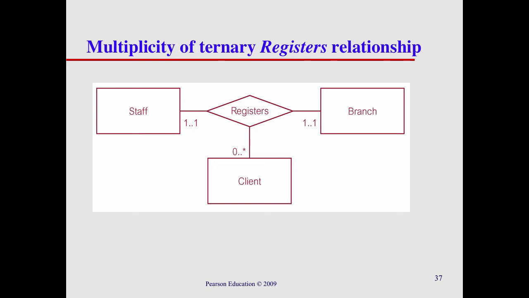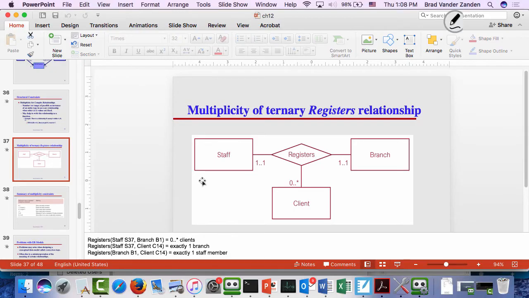So for example, if I'm trying to figure out what this should be, I would come up with an example occurrence for staff, say Brad, and an example client. And then I'd say, for Brad and the client Smiley, how many branches can Smiley be registered at? Well, the answer is a minimum of one and a maximum of one, so that would be the multiplicity of a branch. Now I want to figure out what should be the multiplicity for client.